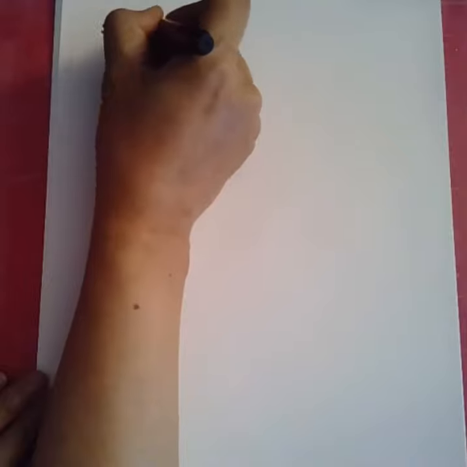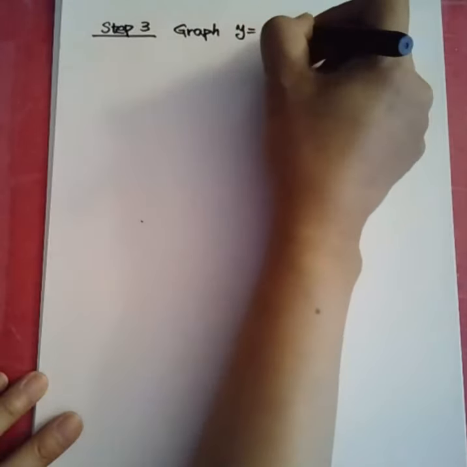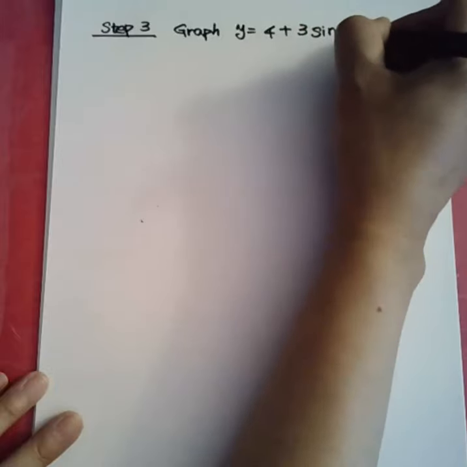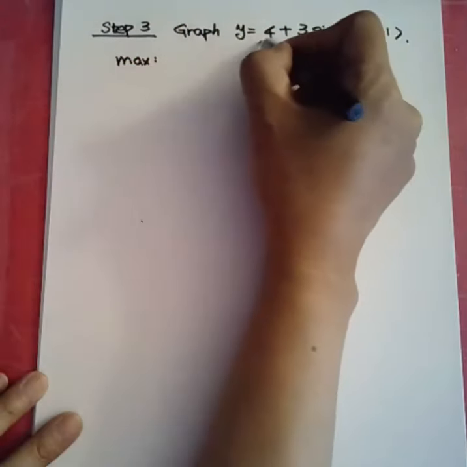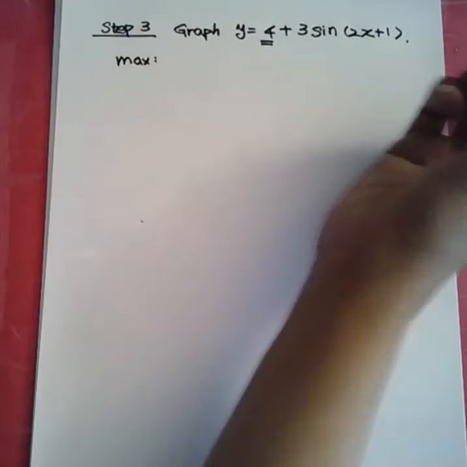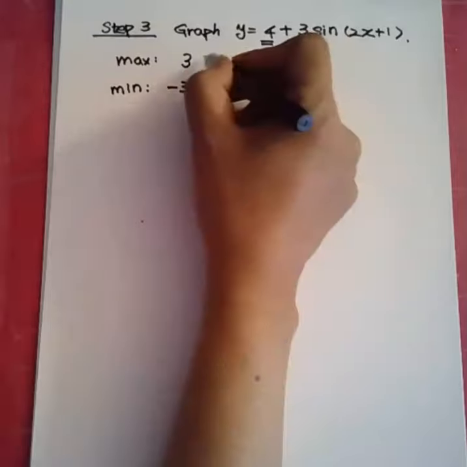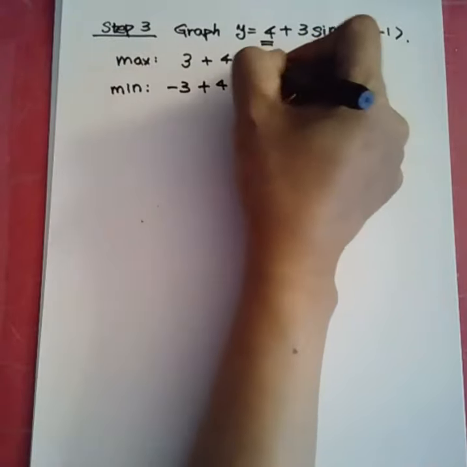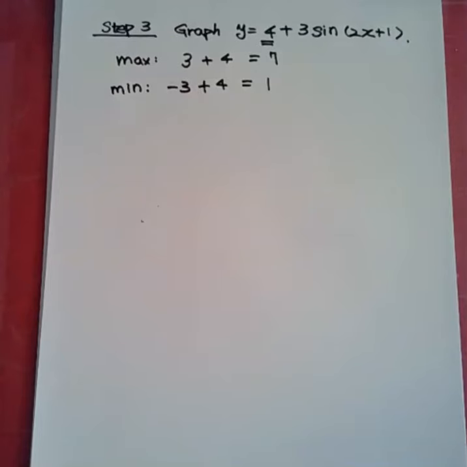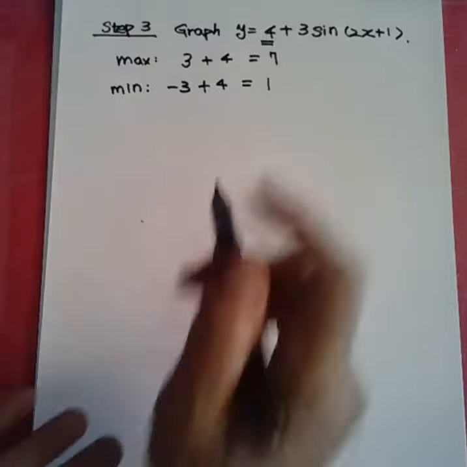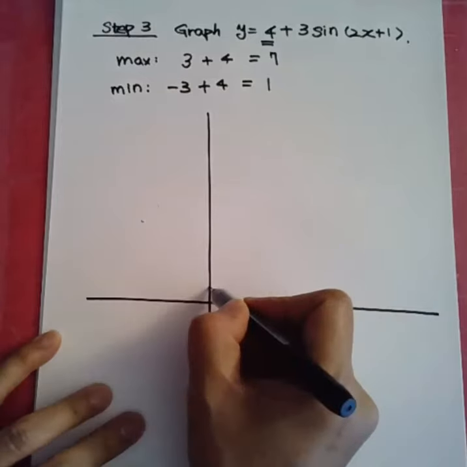Step 3, graph y equals 4 plus 3 times sine of 2x plus 1. This is vertical shift up 4 units. The original maximum was 3, and the original minimum was -3. So we have to add 4 to each component, making the maximum 7 and minimum 1. As you can imagine, the entire graph will stay above the x-axis with minimum 1 and maximum 7.